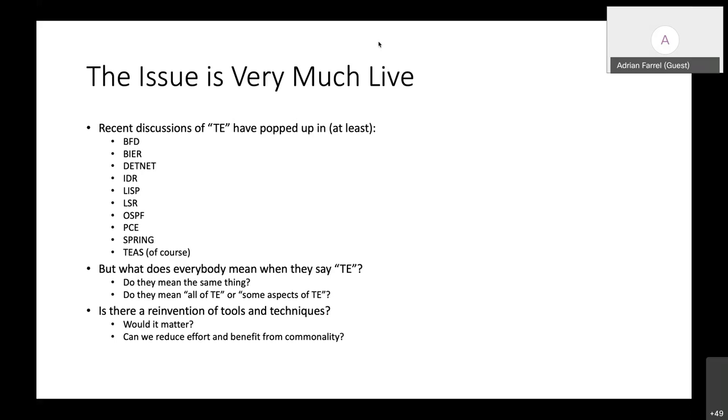I think that's because we're excitable engineers and it's much more fun to write a new tool than it is to read an old RFC. Now, possibly that doesn't matter if you're off in, say, IoT world and you do some new tools. Maybe there's no concern about the overlap, but possibly we can reduce effort and benefit from commonality of tools.